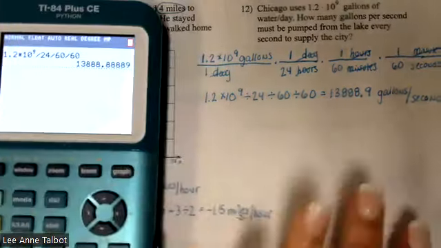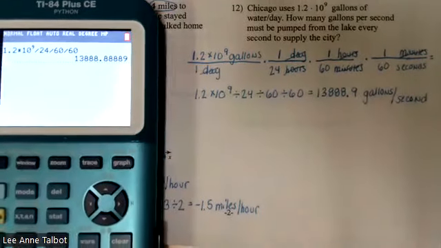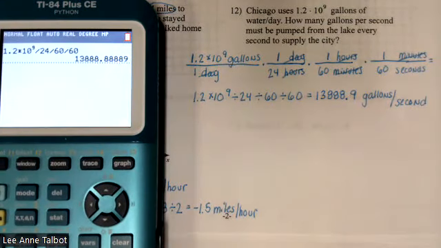That's a lot of gallons in 1 second. Is anyone else in the class completely freaked out about the battery level of my calculator? I am living in dangerous territory here.